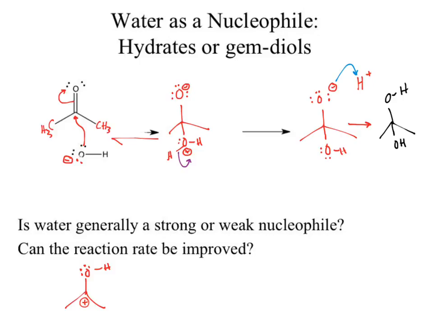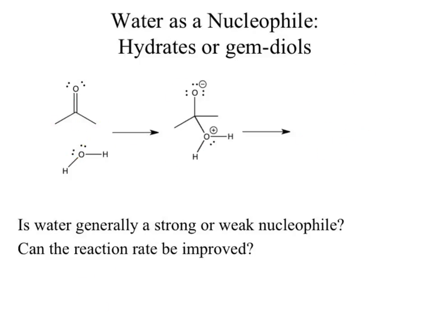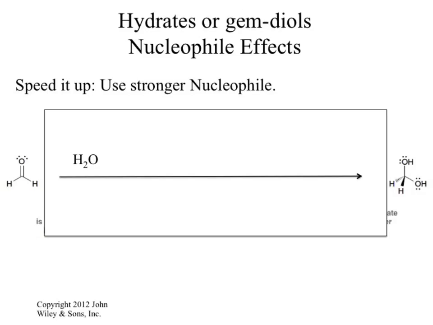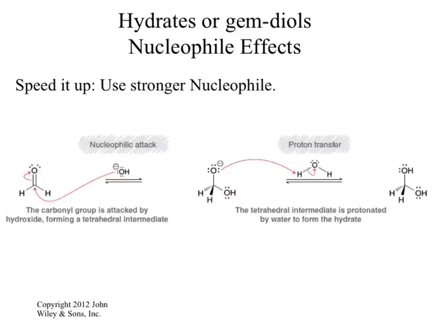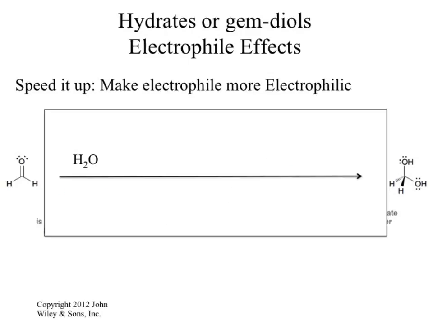Okay? I am done, but I just want to point out a couple other things. Oh, I did stepwise through that. That was nice of me. Speed it up by using a stronger nucleophile. Adjust your reaction. Make sure you have a stronger nucleophile. Predict your mechanism. Don't look at the slide, though. Speed it up. Make your electrophile more electrophilic. We just talked about the two ways that you could approach both of those. Attempt those mechanisms. All we'll do is look at the mechanisms next week, and then we'll move on.